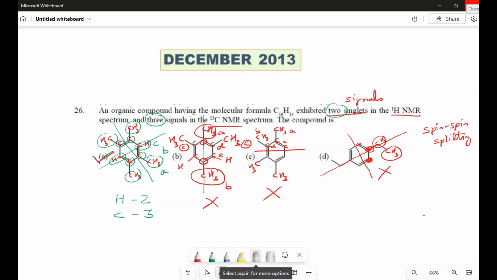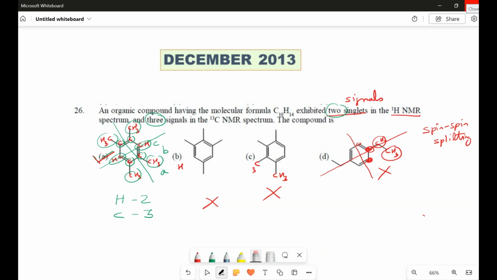Suppose I ask you, find out the number of hydrogen signals in each case, the number of proton NMR signals. What will be your answer?